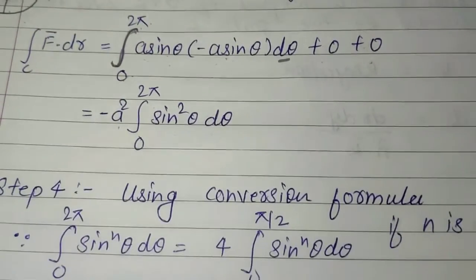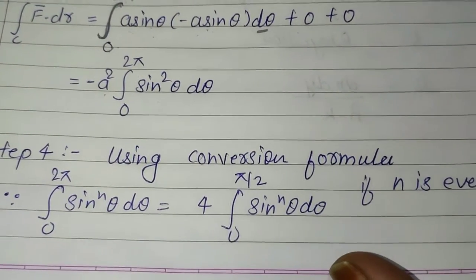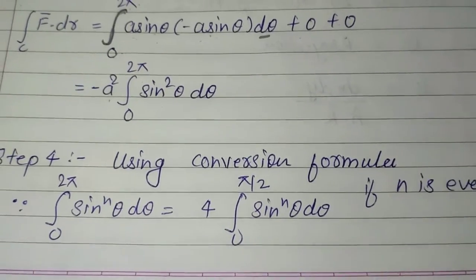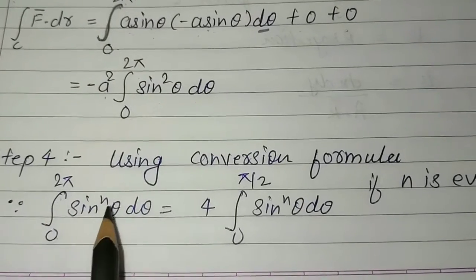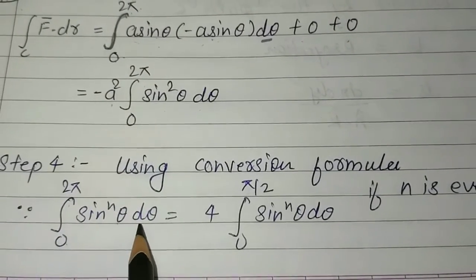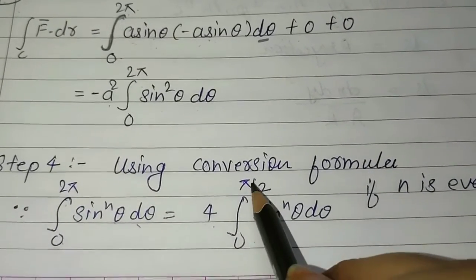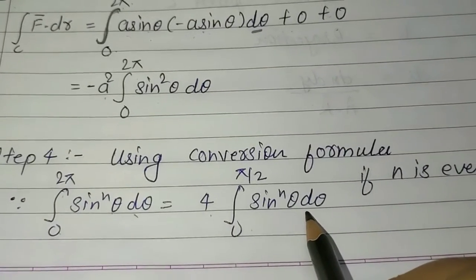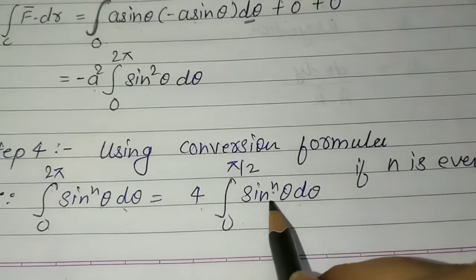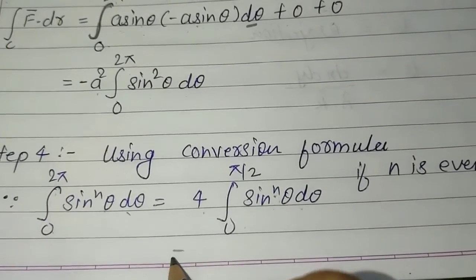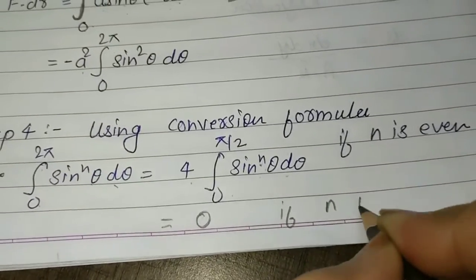Now step 4. Now we will use the conversion formula. What is the conversion formula? See here. The conversion formula is: 0 to 2 pi sin raised to n theta d theta, we can write as 4 times 0 to pi by 2 sin n theta d theta, when it is possible, if n is even. Okay, if n is odd, what is the value of this? Its value will be 0.